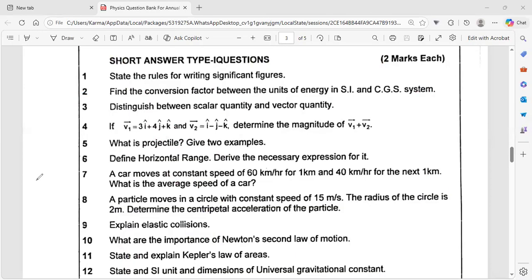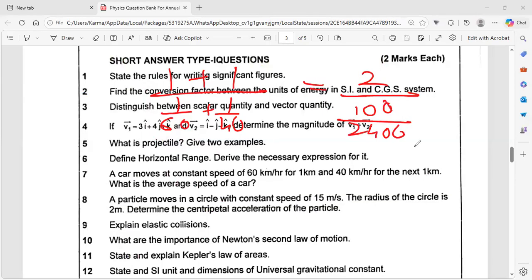A car moves with a constant velocity of 60 kilometers per hour. Average velocity is equal to total distance traveled divided by total time taken. Total distance traveled will be 1 plus 1 kilometer. Total time taken will be 1 upon 60 plus 1 upon 40. It's going to be 200 over 2400. So it's 24 kilometers per hour.